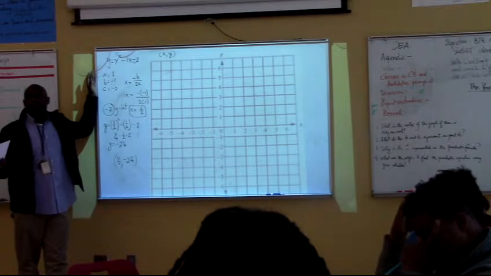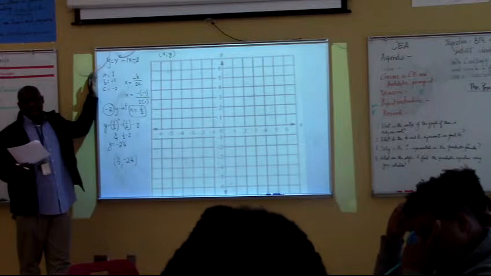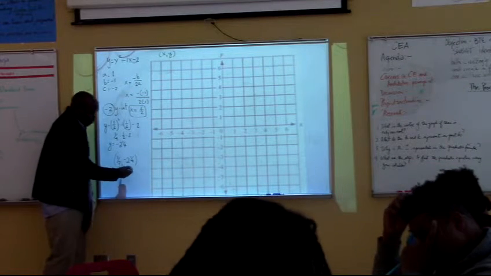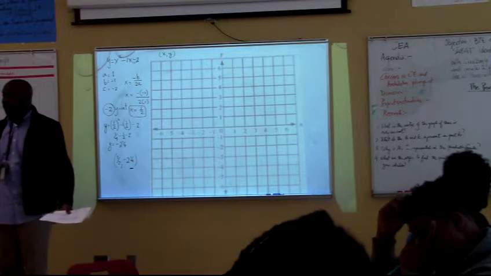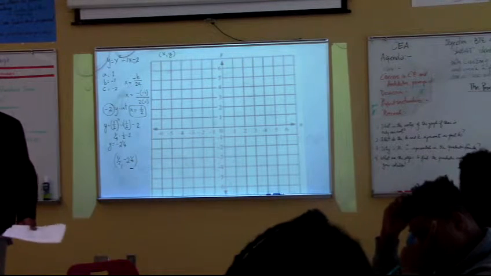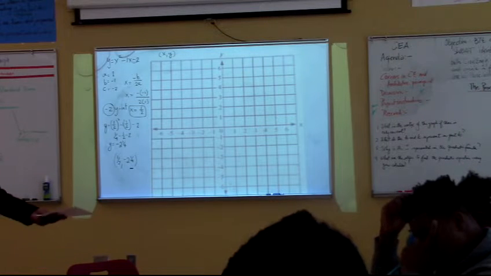Alright, so now we have all our answers, right? Because our maximum or minimum value is actually this y value right here. Is it going to be a maximum or minimum? It's going to be a minimum because the graph opens up.